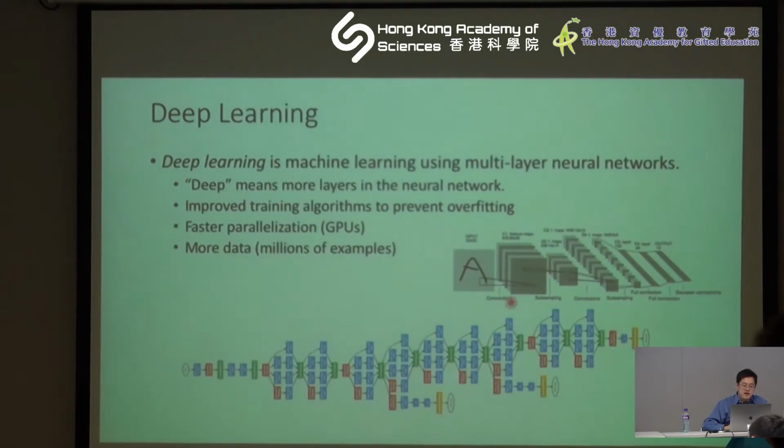Okay, and finally, the final topic is deep learning. This is something that appeared recently, in maybe the past 10 years. Deep learning is machine learning using neural networks, multi-layer neural networks. And here deep means that we use more layers in the network. The reason why this became more popular recently, since neural networks were invented in the 50s, 60s and 70s, is because of three things.